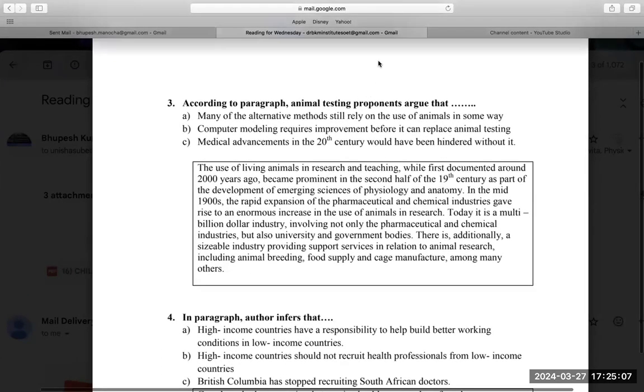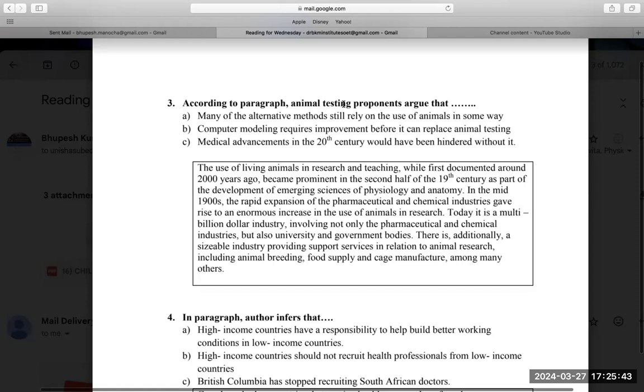Let's see this question number third. According to the paragraph, animal testing proponents. Proponents means supporters. The opposite word to proponent is critics. Critics means opponents. Proponents and opponents. Animal testing supporters argue that. So when we are talking about animal testing supporters, these people are going to support animal testing. So I have to find the supporters who are in favor of animal testing.